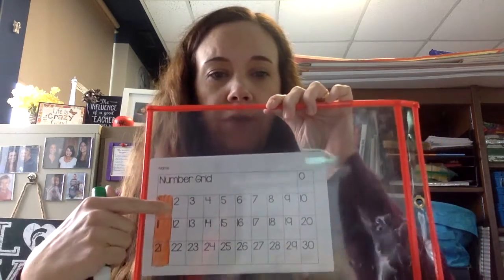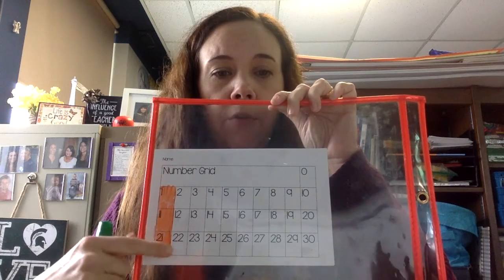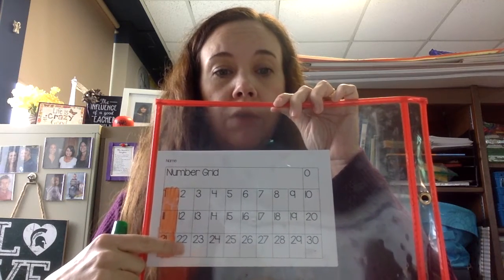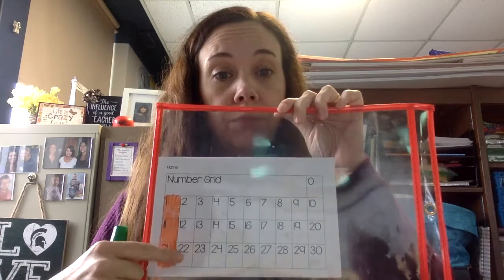Get a new color. I'm going to choose green. And let's look at the next column we have here. We have 2, 12, 22. All of those end with a 2. So we're going to color that row green. Remember, it doesn't matter what color you use, just so that each column is a different color.